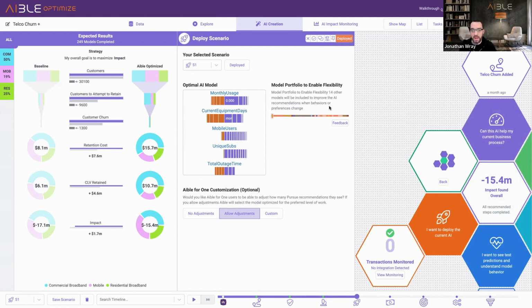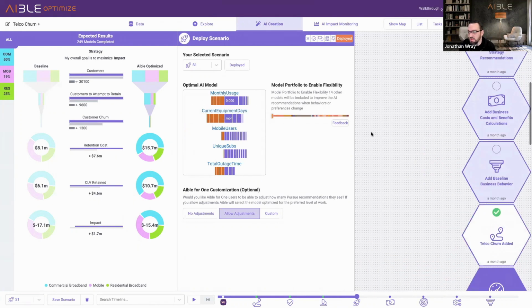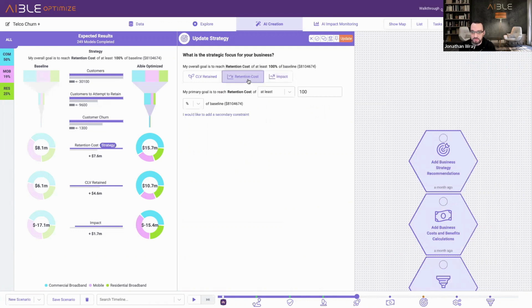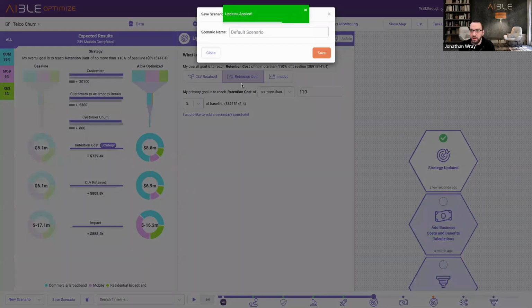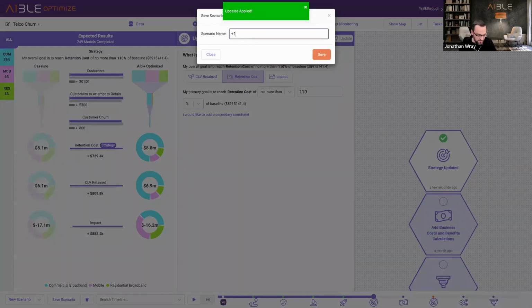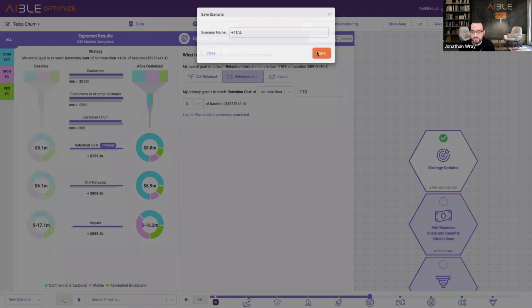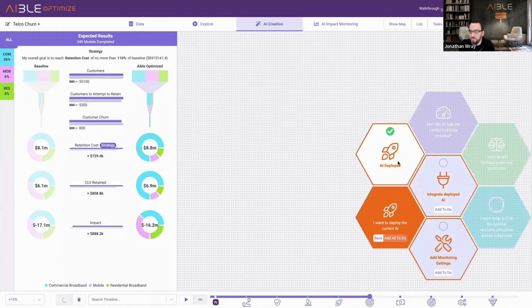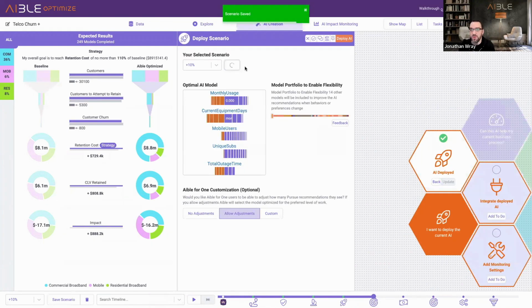And even if I come back and I change my strategy, right? So if I go and adjust my business strategy and say, let's say I can increase my headcount by 10% over what I have today, I can very easily do that. I can save my new scenario plus 10%. And now with this scenario saved, I can go ahead and redeploy this with my 10% scenario.